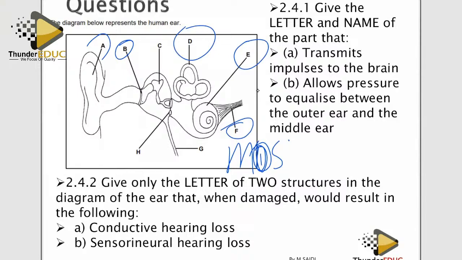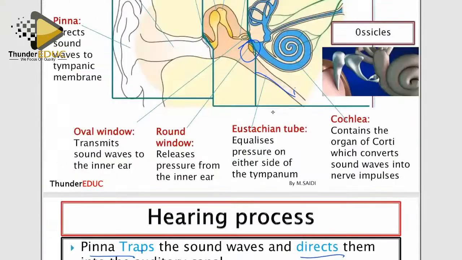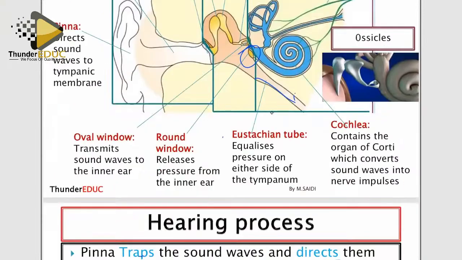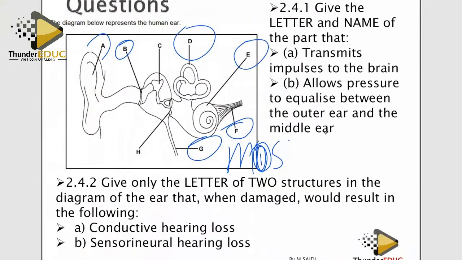What is F? F is the auditory nerve. What is G? G is the eustachian tube. Some people call it the auditory tube. Eustachian tube, yes. And then what is H?